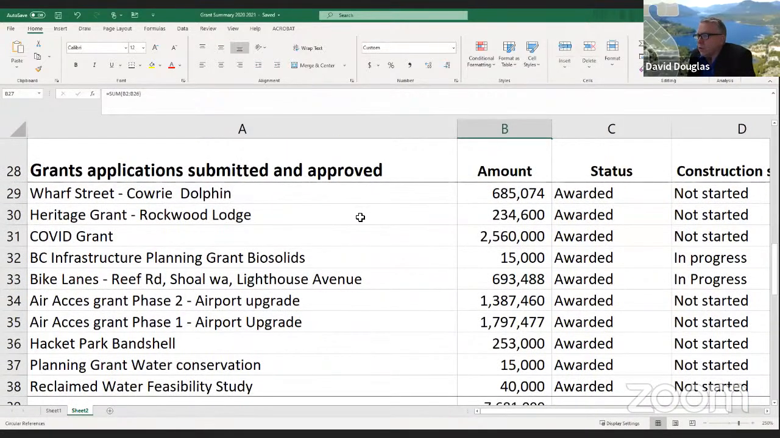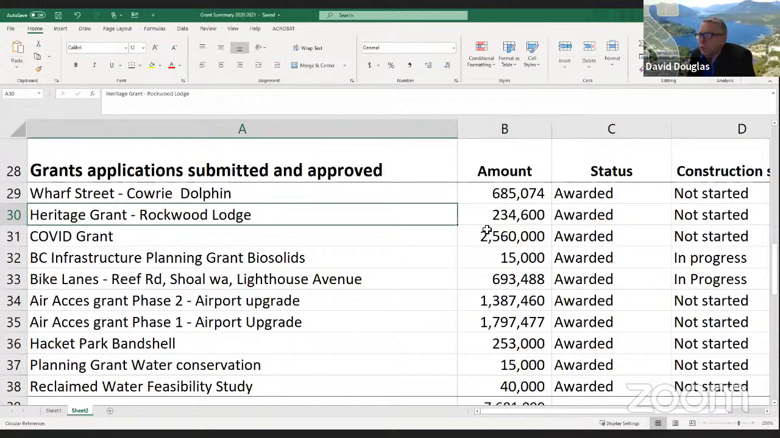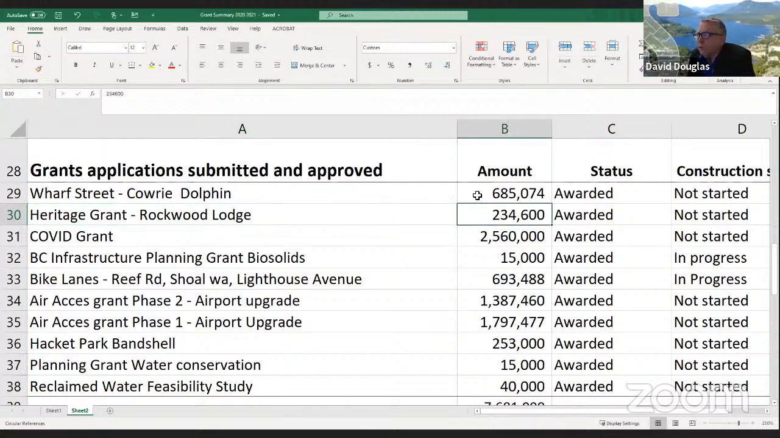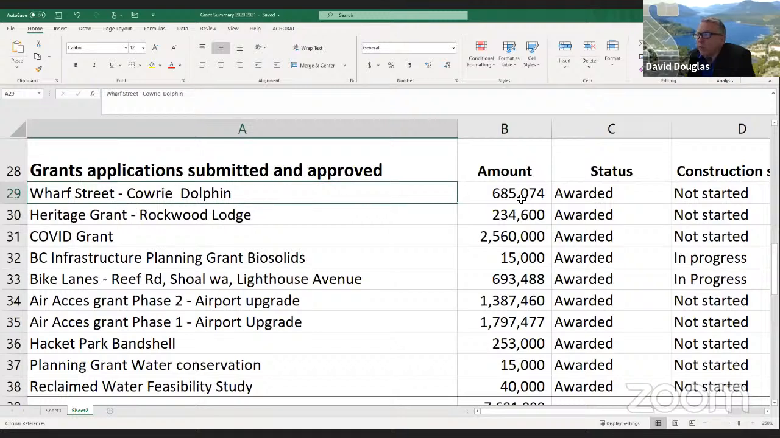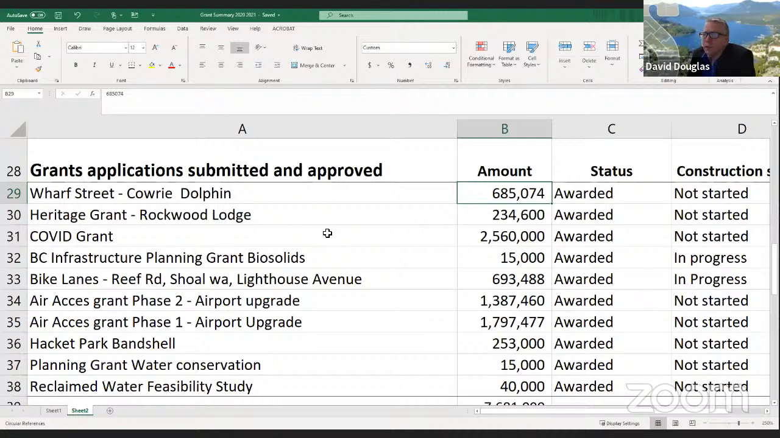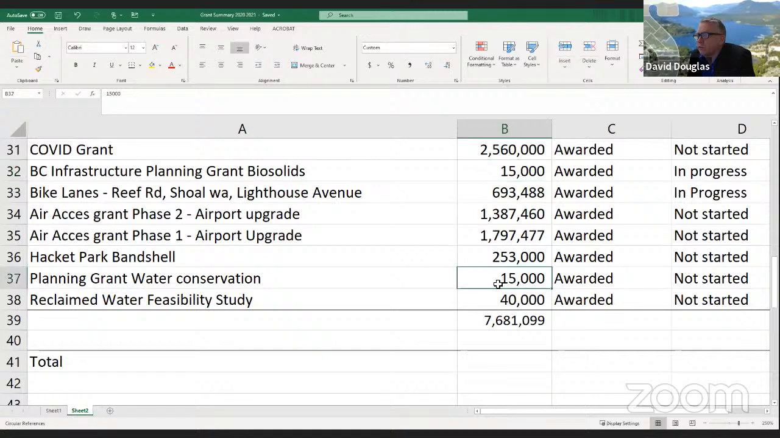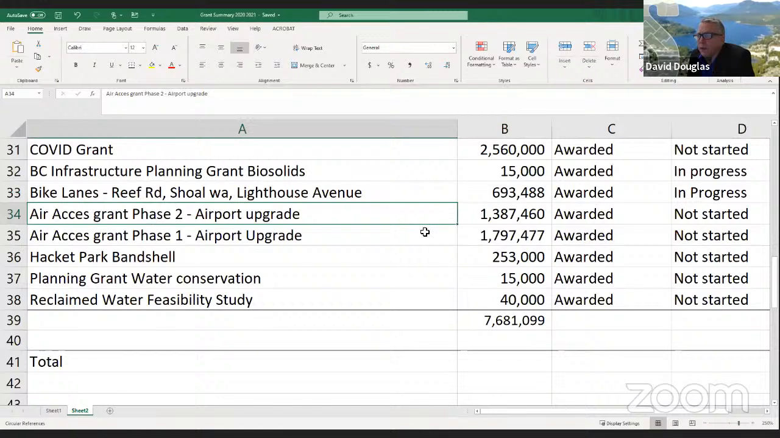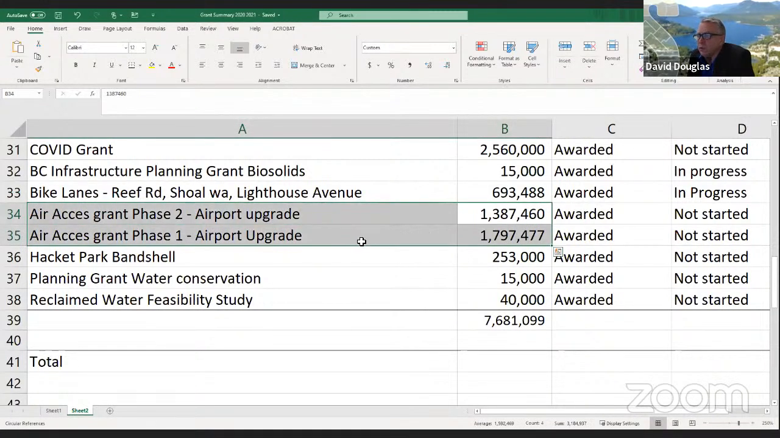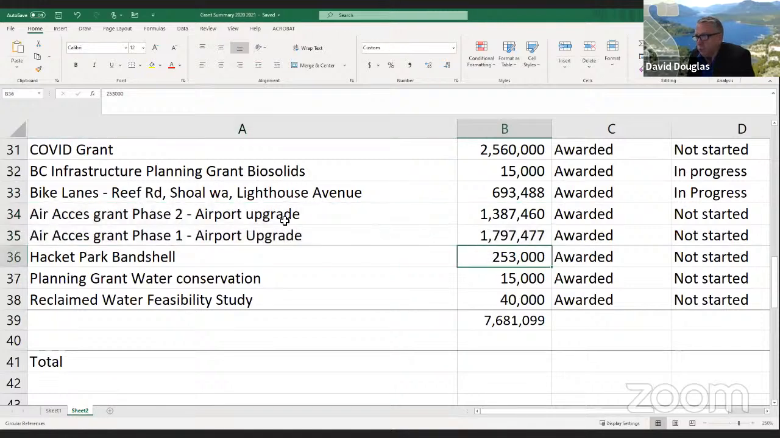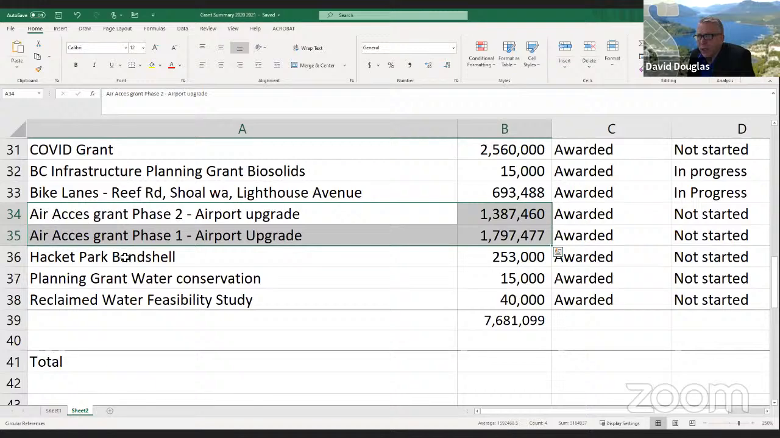The next section here is grants that we have been fairly recently awarded. I have moved the Rockwood Lodge one down, so I'll take it out from above. The Wharf Street at Cowrie was awarded around October, November last year. The COVID grant we talked about, at $2.5 million. A couple of small grants, 3 small grants, at 15,000, 15,000, and 40,000: bike lanes up Reef Road, airport grant improvements that we've been working on diligently, and the Hackett Park band shell.